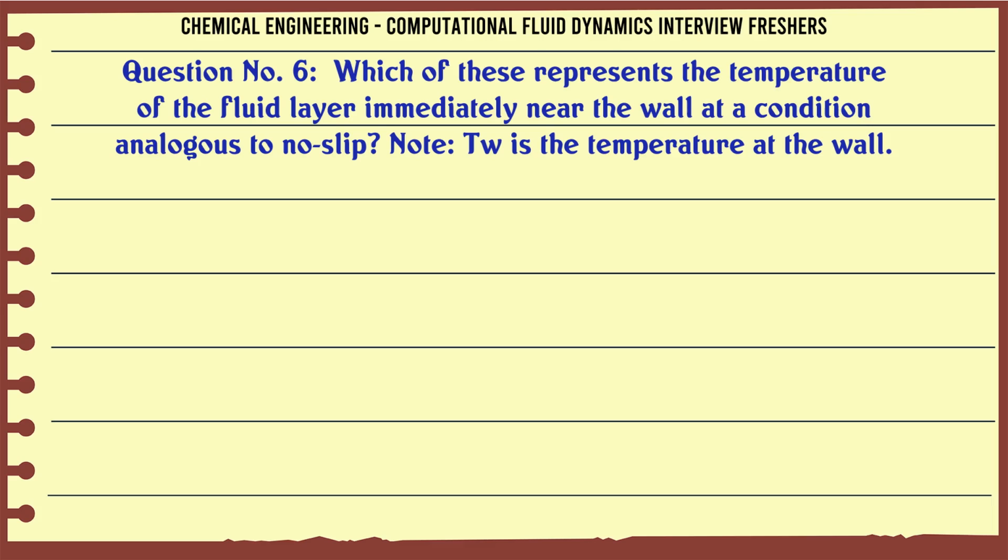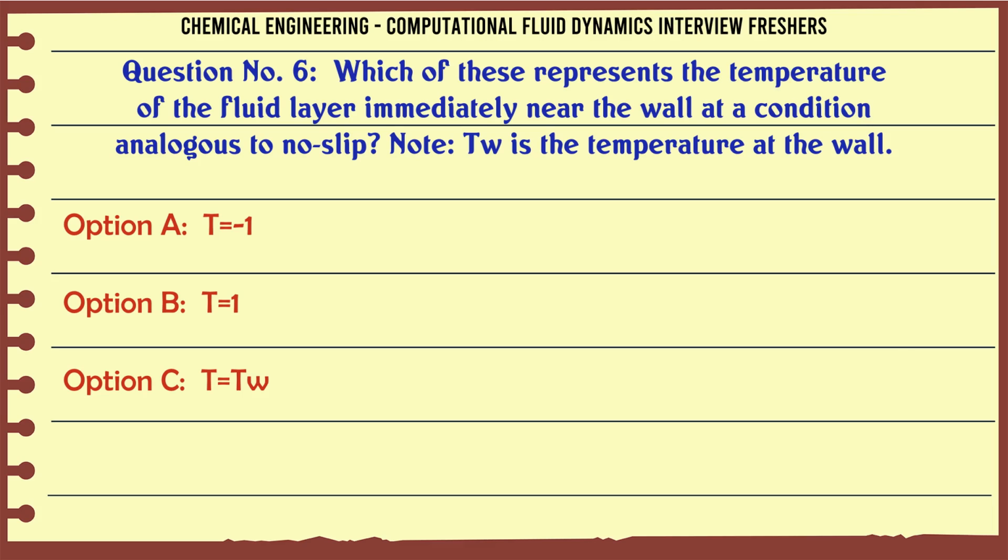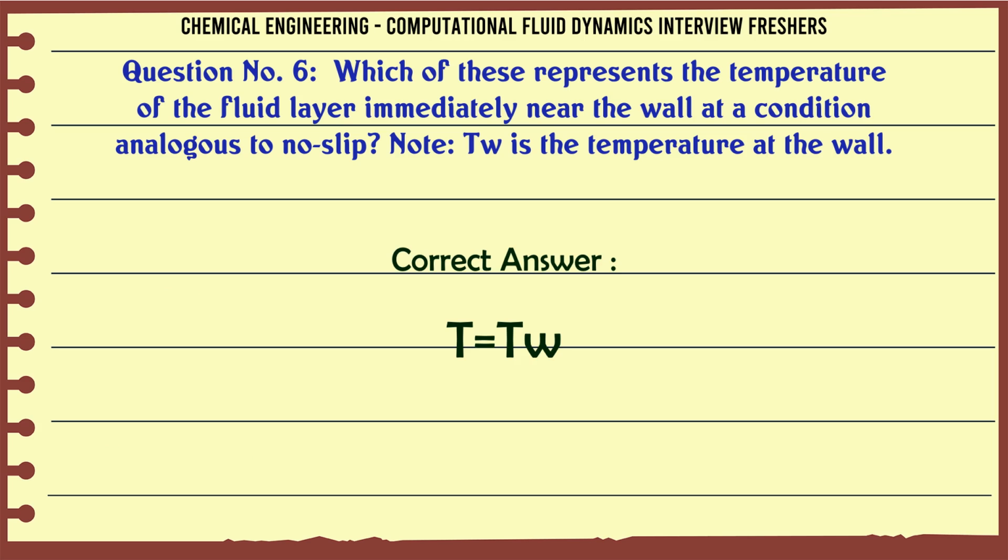Which of these represents the temperature of the fluid layer immediately near the wall at a condition analogous to no slip? Note Tw is the temperature at the wall. A. T1. B. T1. C. Tw. D. T0. The correct answer is Tw.